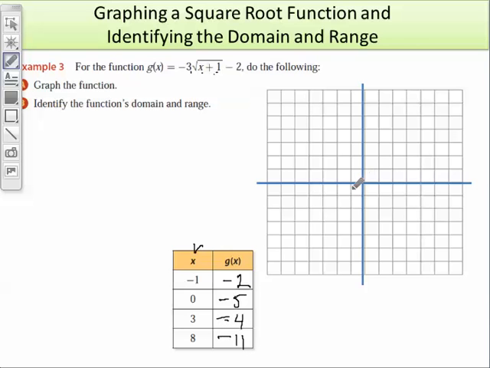So we've got some points. At negative 1, it's at negative 2. At 0, it's at negative 5. At 3, it's at negative 4. No, negative 4 is not right. It's going to be negative 6. Let's try that one again. 3 in there, that would give me a 4. That's 2. 2 times negative 3 is a negative 6. Minus 2 is negative 8. Okay? Negative 8. If I go all the way out to 8, it's going to be at negative 11.